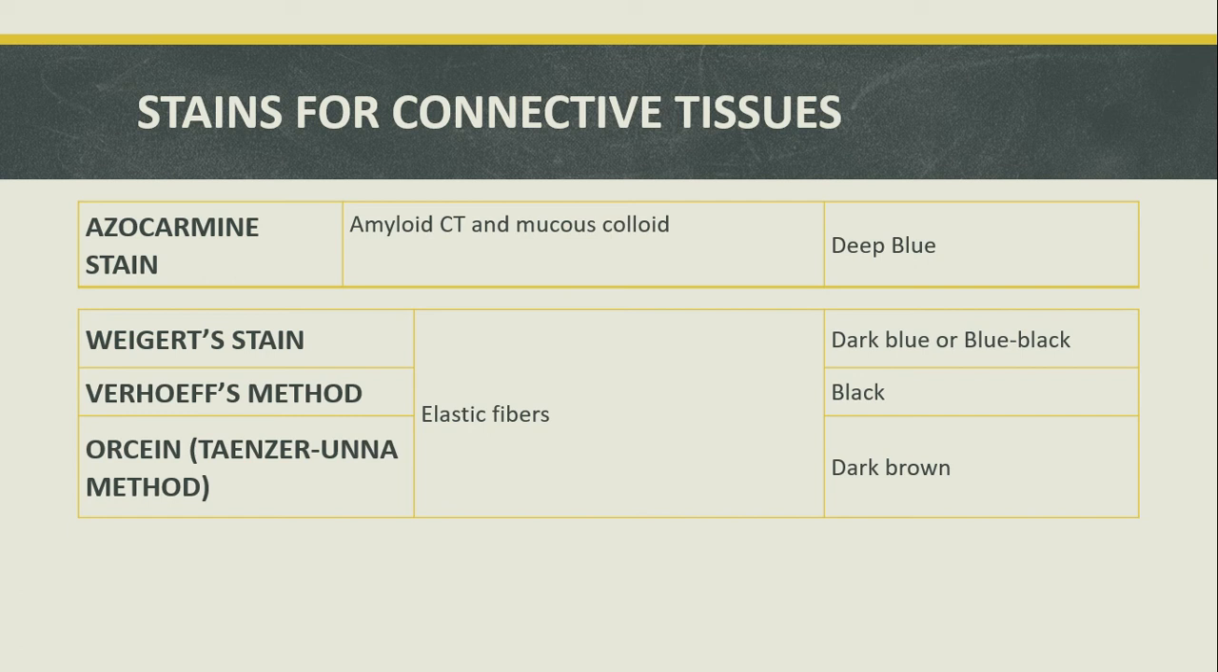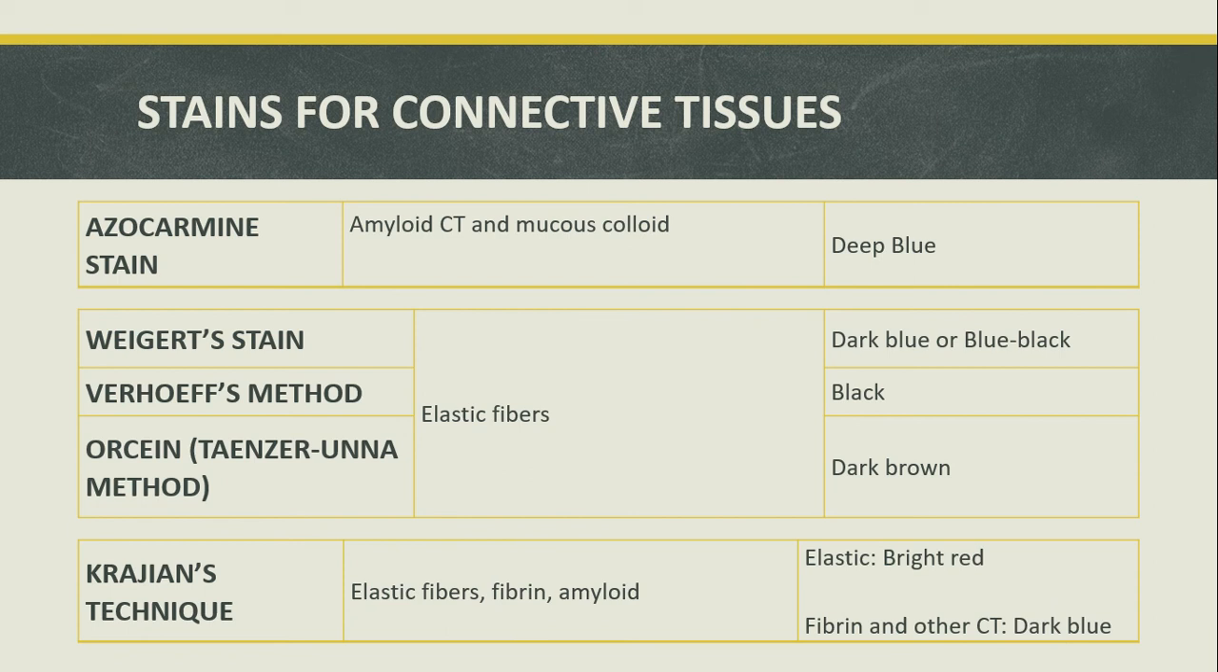Next are the stains for elastic fibers, which are the Weigert stain, Verhoeff's method, and the Orcein or Taenzer-Unna method. The Orcein or Taenzer-Unna method is especially used for the fibers in the skin, so it is highly recommended for dermatological studies. The last of the connective tissue stains is the Krajian's technique, which is used for elastic fibers as well as fibrin and amyloid.